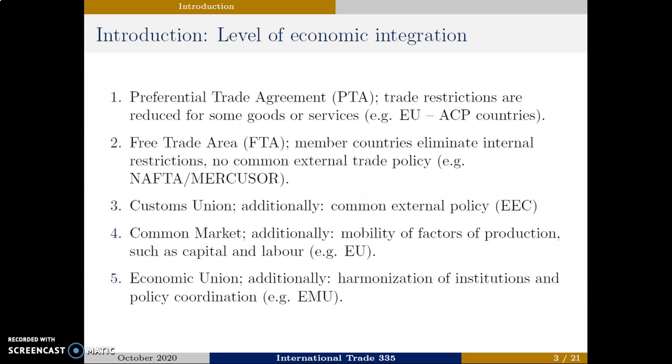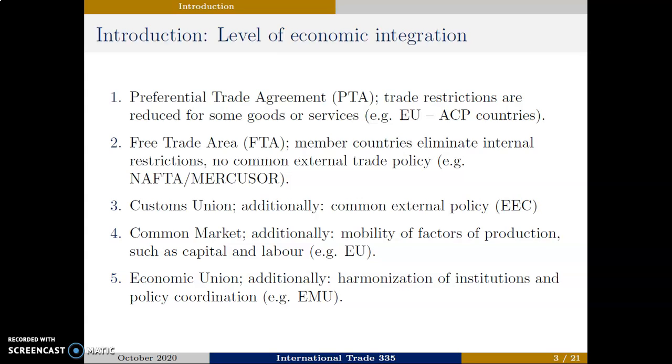A reminder, these levels of economic integration are not fully described in the textbook. Therefore, use the slides and notes as your guidelines. There are 5 levels of economic integration. The first level is to join a preferential trade agreement. These trade agreements lower the trade restrictions between countries or regions on certain goods and services. An example of this type of agreement is between the European Union and the African, Caribbean, and Pacific countries, the ACP countries.